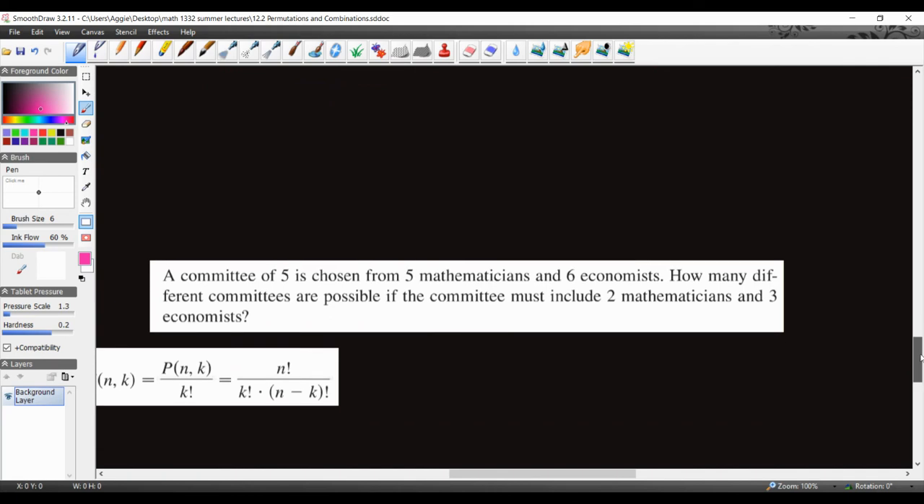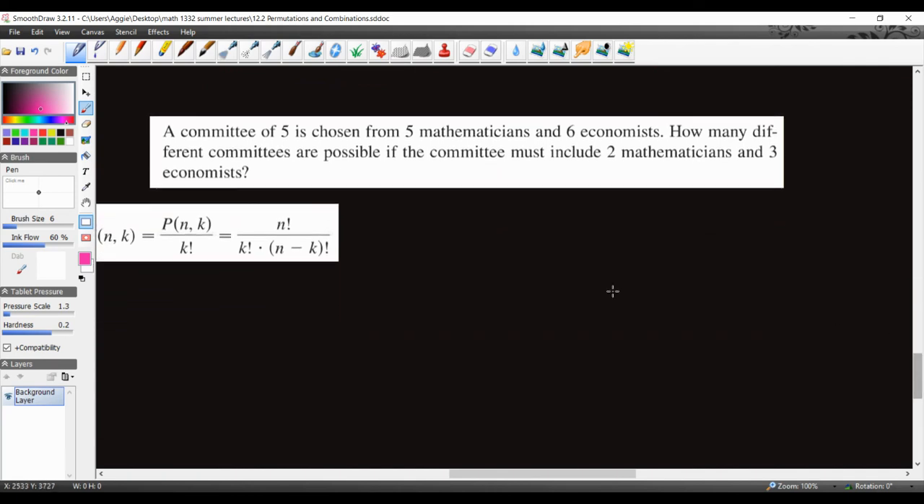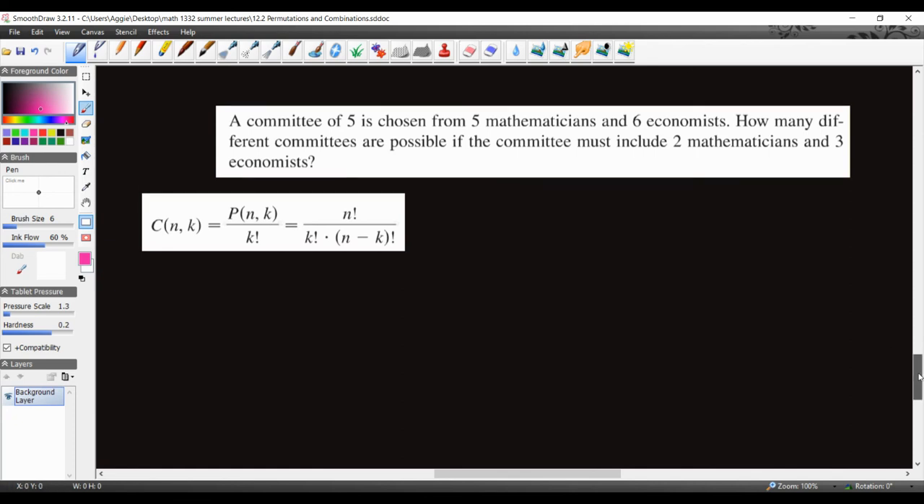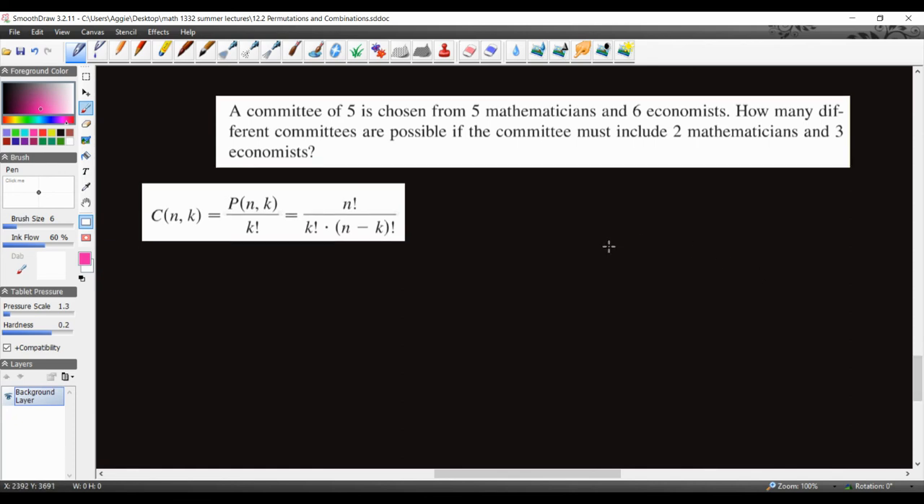Okay, I think we have one more. Yes, there's the last one. All right, so this example uses a little bit more multiplication. It says a committee of 5 is chosen from 5 mathematicians and 6 economists. How many different committees are possible if the committee must include 2 mathematicians and 3 economists?